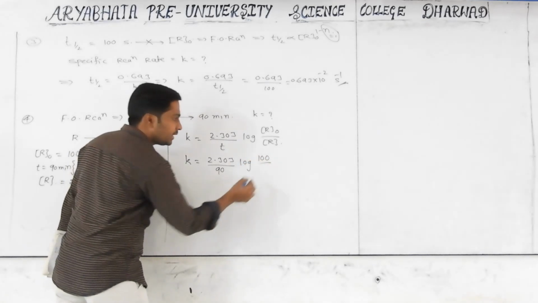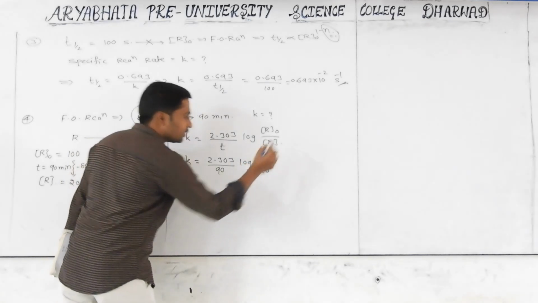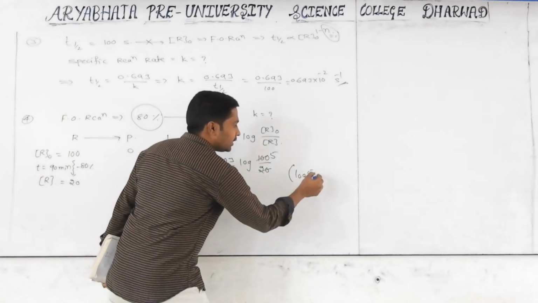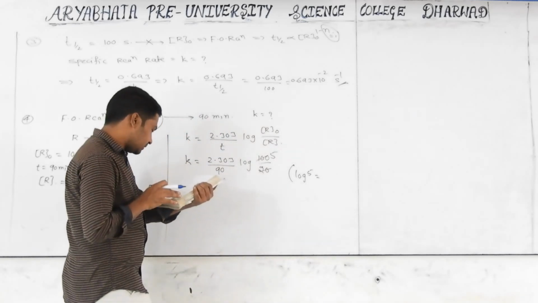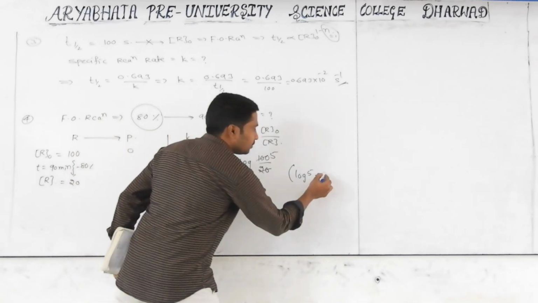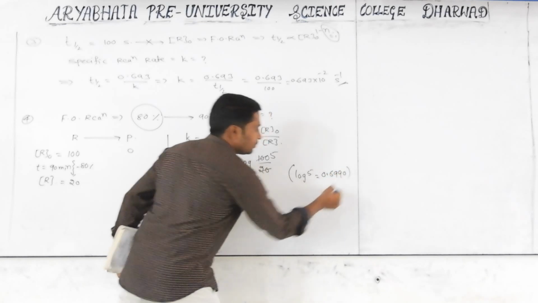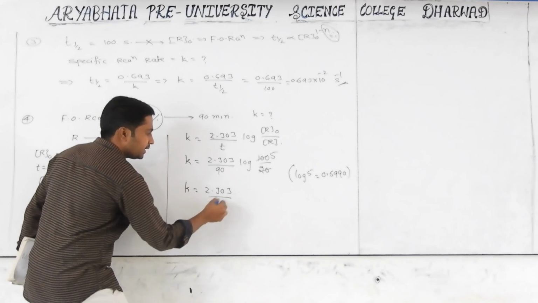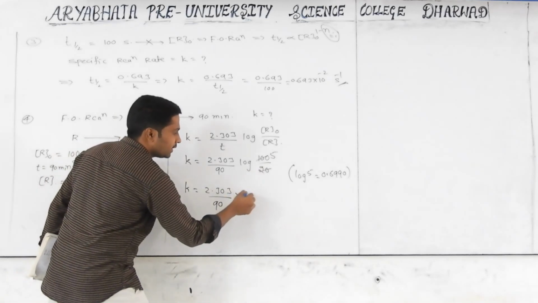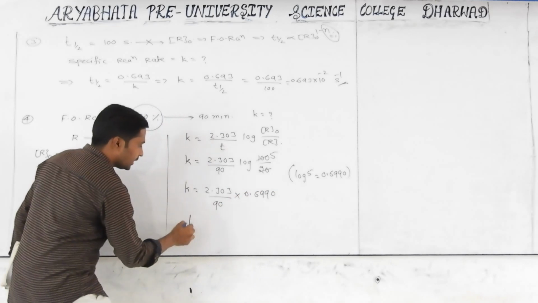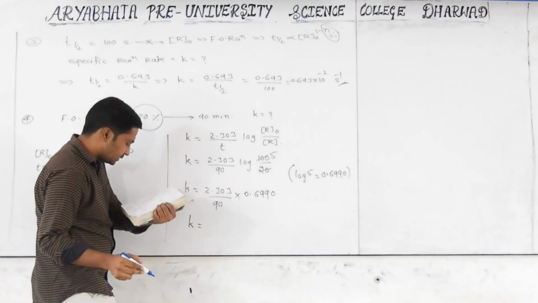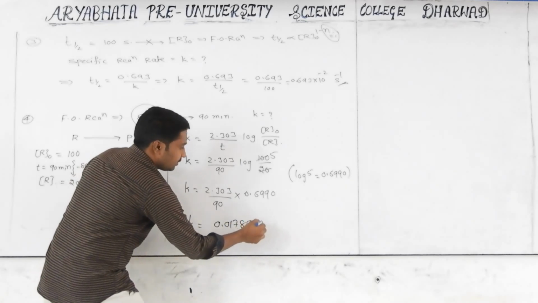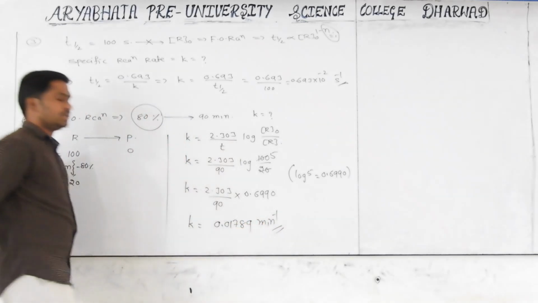Finally, how much is remaining? 20. It is coming how many times? 5 times. So the log 5 value we already know from the logarithm table. It is nothing but 0.6990. Substitute here. K equals 2.303 by 90 into log 5 value, 0.6990. K equals, we are getting the value 0.01789. Time is given in minutes, so it is coming per minute.